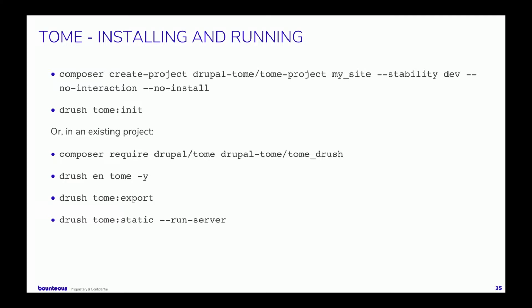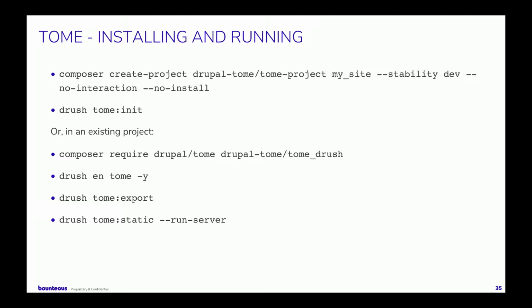Yeah, it's very interesting stuff. So here's how you would install and run it. There's a starter project that you could use. You can do composer create-project to install it that way. And then after that, you run drush tome init. And that is going to export all of the content in the site and do a static build. Or you could use it in an existing project.